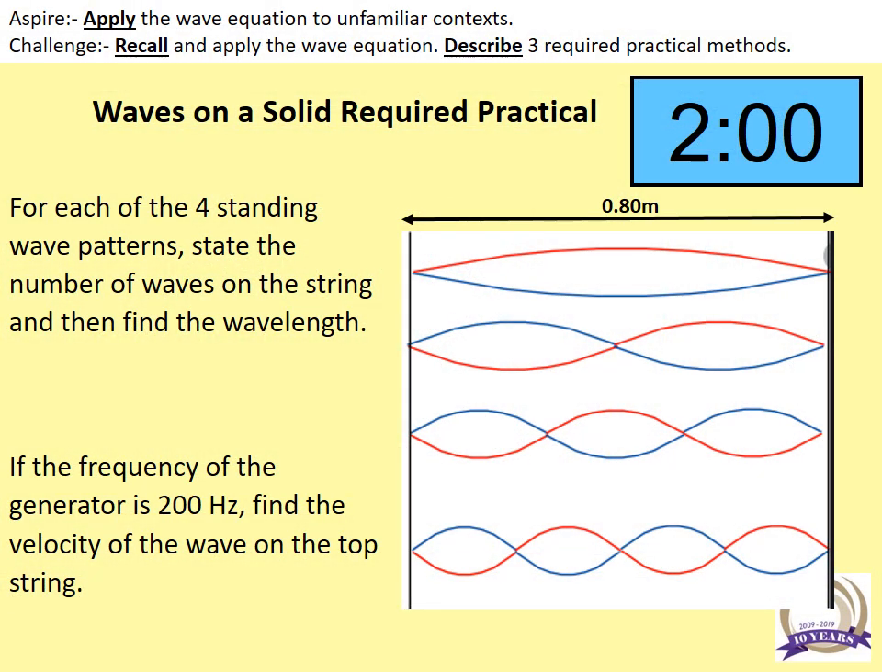Okay, on this one, so this is the second part of the measuring waves practical, where we've got waves on a solid vibrating string. So for each of the 4 patterns, I want you to state how many wavelengths you've got, and then for the top one, if the frequency is 200 Hz, I want you to find the velocity. So that'll be using the wave equation again.